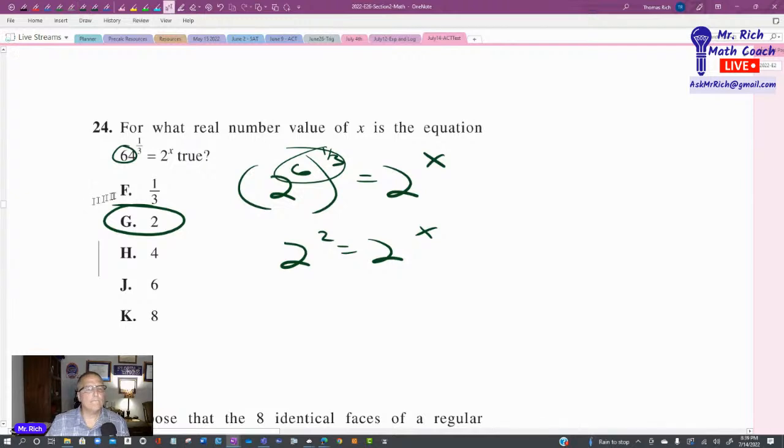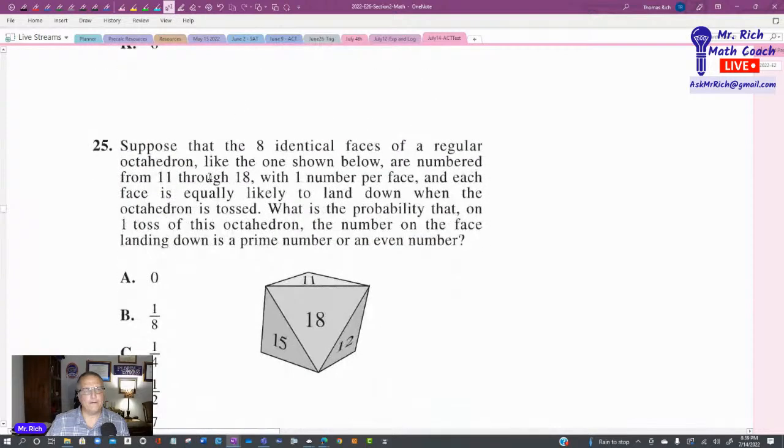Okay. Yeah, that makes perfect sense. The cube root of 64 is definitely 4. So, all right.